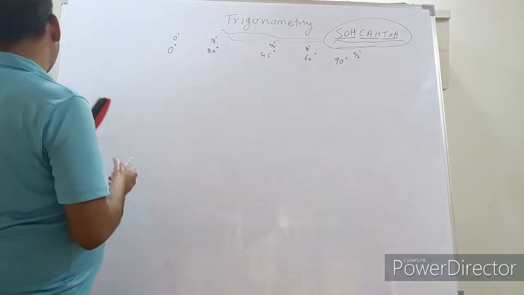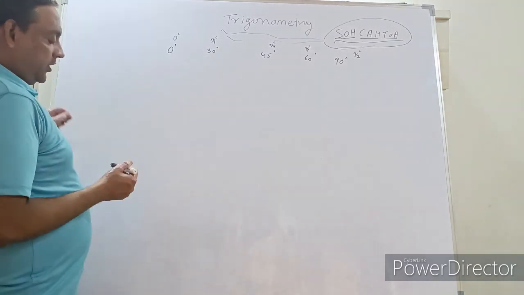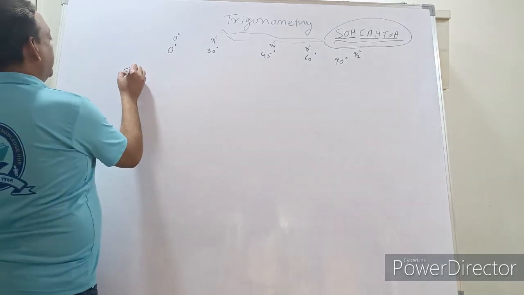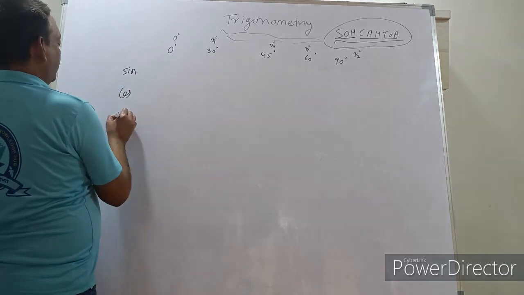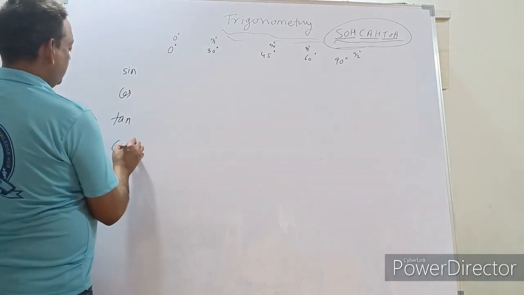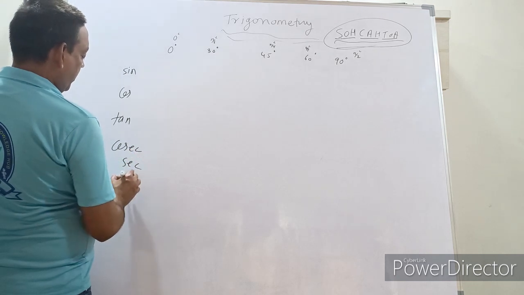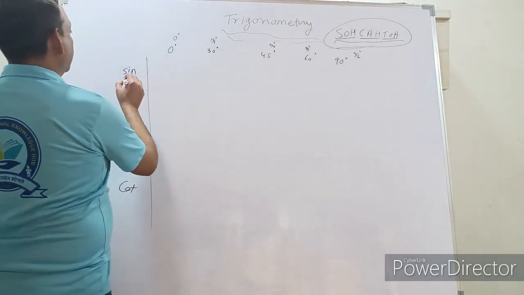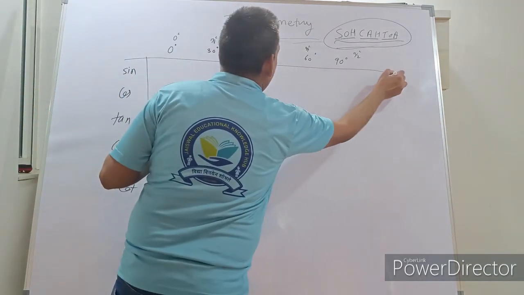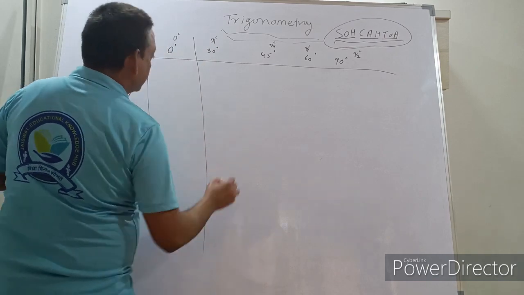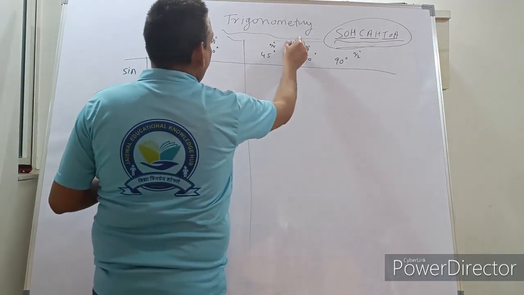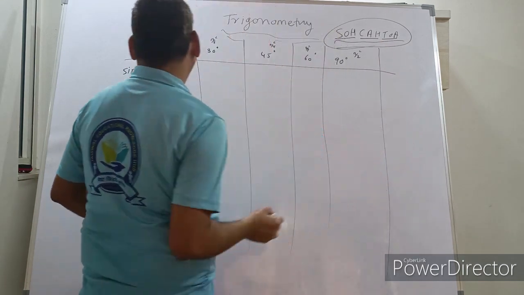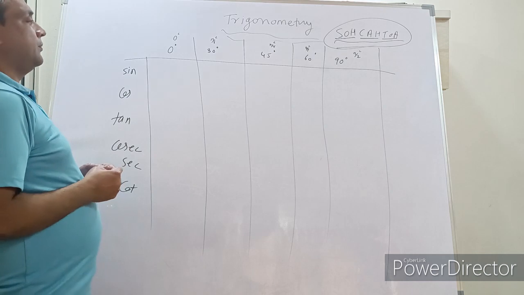Now we have to write all the 6 names here. Which ones? All 6 which we just did here. So sine, cos, tan, cosec, sec and cot. These are the names and these are the angles. We have 0 degree, 30 degree, 45 degree, 60 degree and 90 degree. We have a few angles.